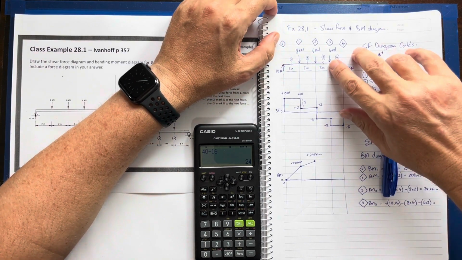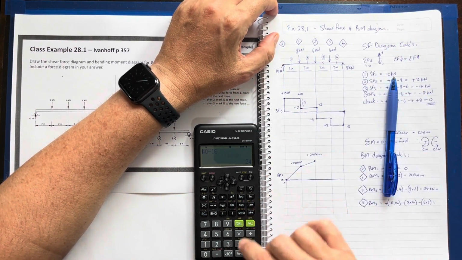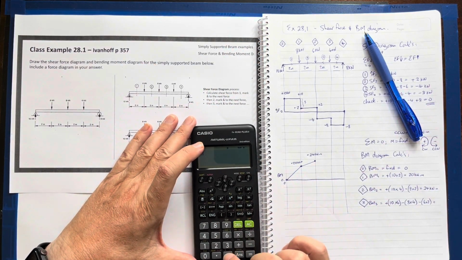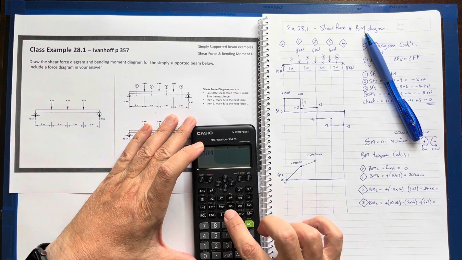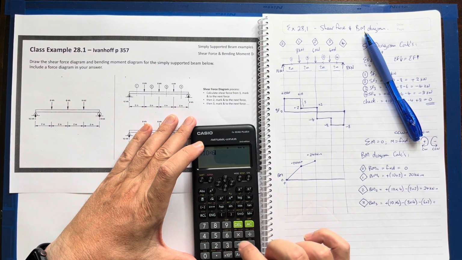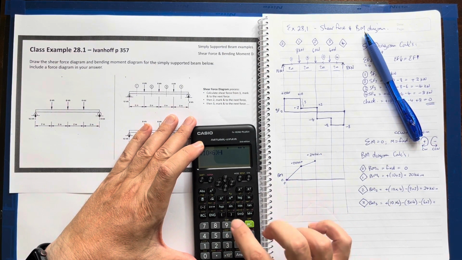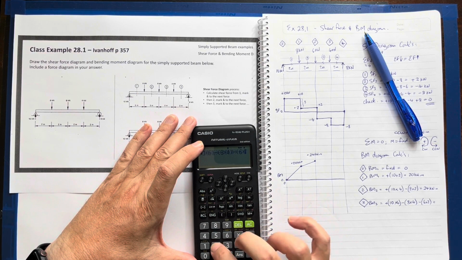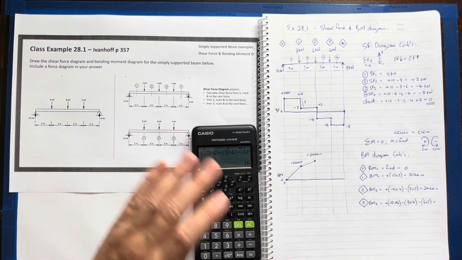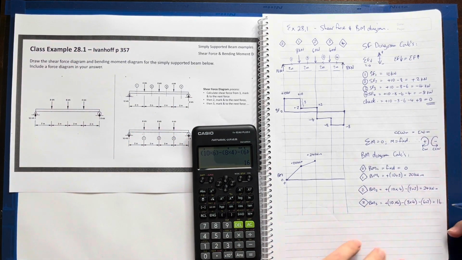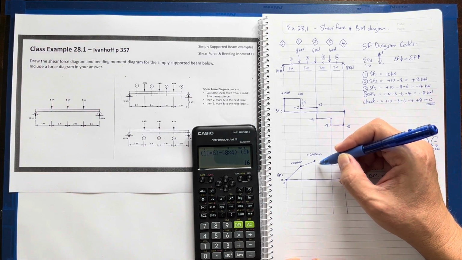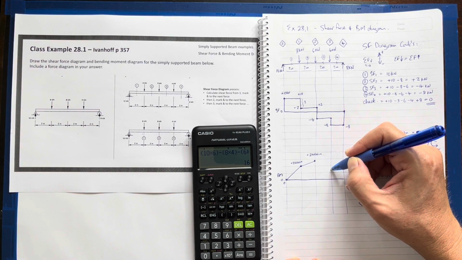So what is my bending moment at point 3? I'll do this in the calculator here. It is going to be 10 times 6, close brackets, minus, open brackets, 8 times 4, close brackets, minus, open brackets, 6 times 2. 16 kilonewton meters. So it drops off a little bit. I'd say down to about there.